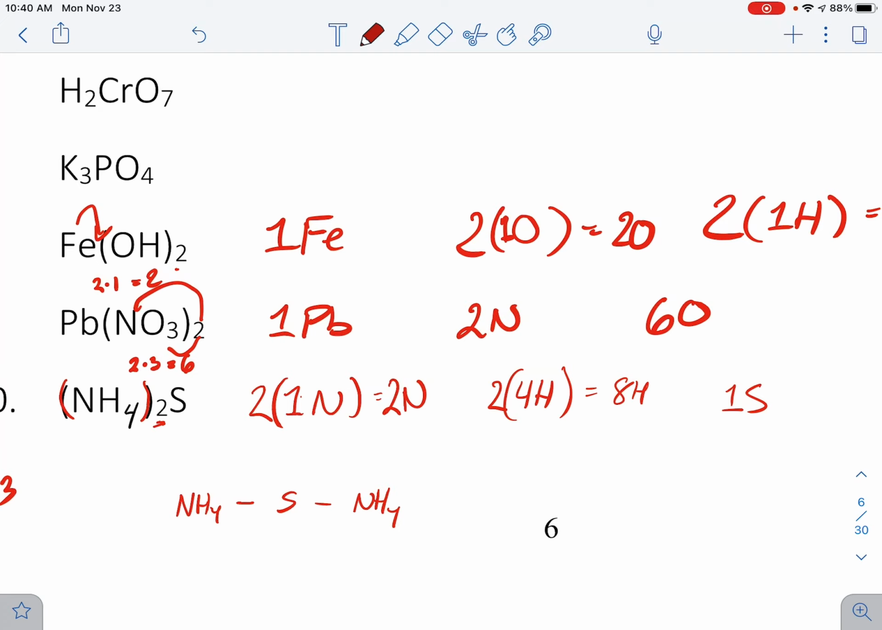All right, I'm going to give you an assignment on counting, and I hope you enjoy it. And then we will come back for some chemical labeling and naming.